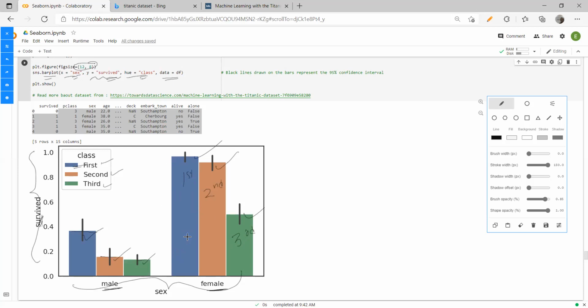The second thing, within male or within female, who survived more, the first class, second class, or third class? First class, right? Over here, first class and first class. It's comparatively more. For a female, it's still like this, but for male, it is comparatively a lot more. So obviously, they must have given first preference to first class passengers. Then finally, it's plt.show so that it comes on the screen.